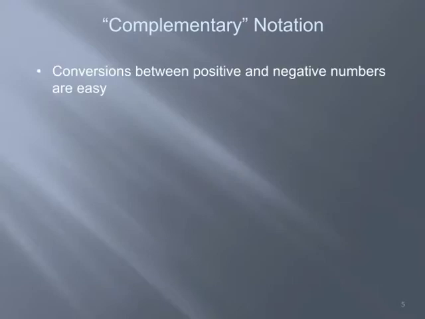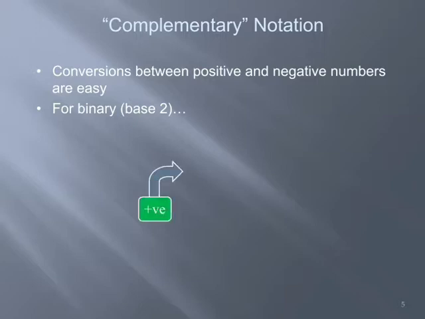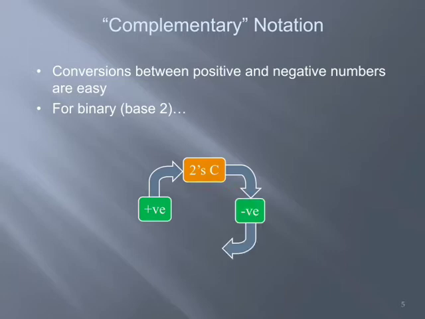Conversion between positive and negative numbers is easy by using complementary notation. For binary base 2, if you take a positive number and do 2's complement to that, you will get a negative number, and again to that negative number, if you do 2's complement, what will happen? Again you will get the positive number. So converting from positive to negative using complementary notation is very easy. That's why all microprocessor or microcontroller based systems use this 2's complement representation of binary numbers.